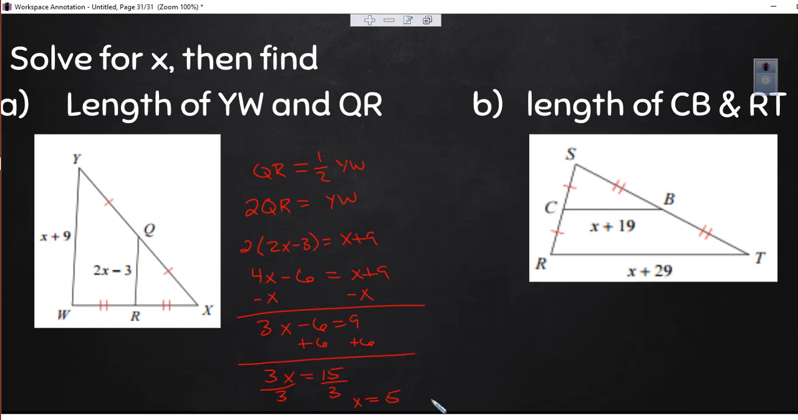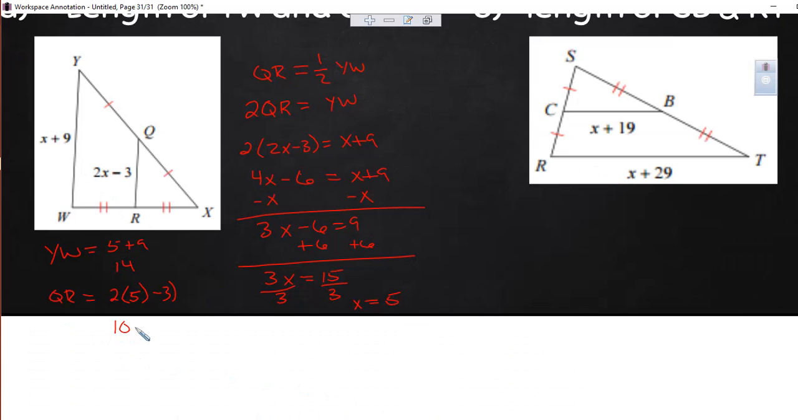Once we find our x, we've got to go back and plug it in to find the values of YW and QR. For YW, we plug in 5 for x. It's going to be 5 plus 9, which gives us 14. Since this is double this one here, QR should be half of 14, which should be 7. Let's plug it in to check. QR is 2 times 5 minus 3, and 10 minus 3 is 7. So QR is equal to 7 and YW is equal to 14.